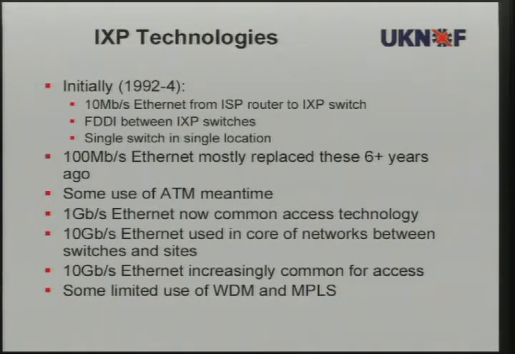10 gig Ethernet, a lot of the exchange operators were very much the bleeding edge of 10 gig, and there was some that was more painful than it needed to be. But typically it's used in the core of the network, between the switches, between the sites. But at the bigger exchanges where they're pushing maybe 50, 60, 100 gig of traffic, the 10 gig is quite often used to connect the actual members to the exchange as well.